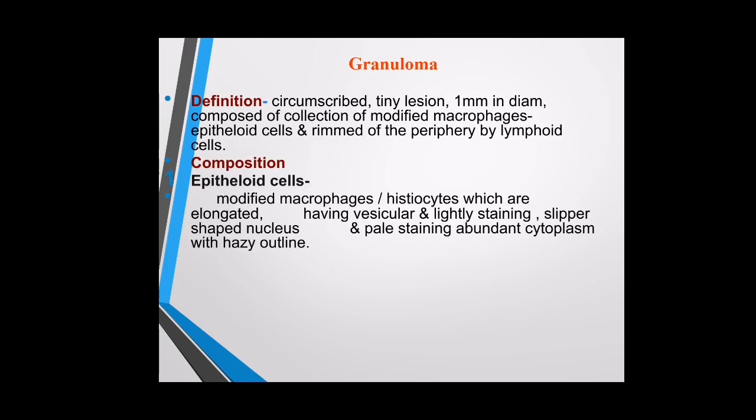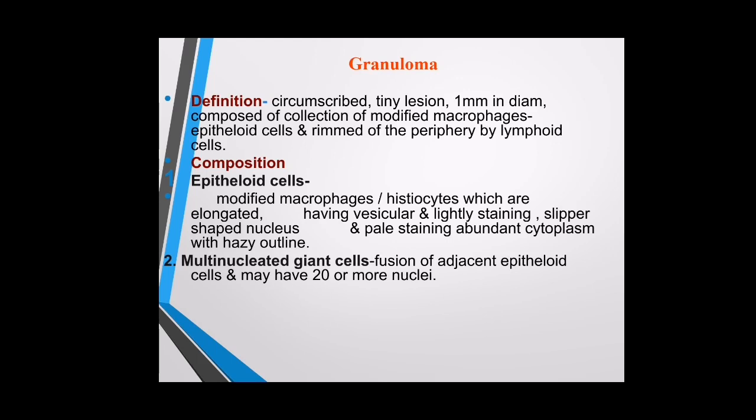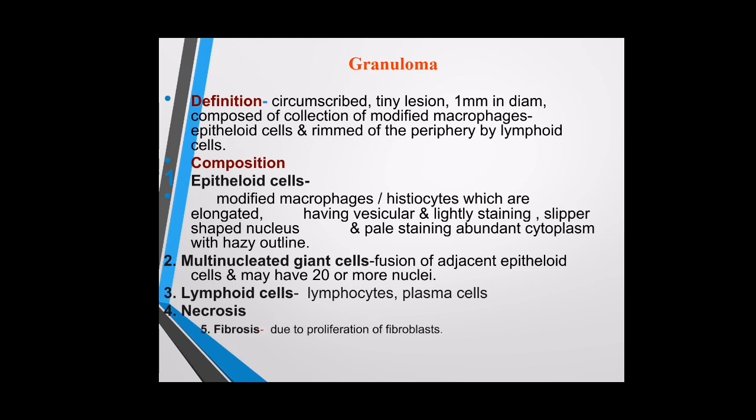Composition. Epithelioid cells are modified macrophages or histiocytes which are elongated, having a vesicular, lightly staining, slipper-shaped nucleus. It is not round, it is a slipper-shaped nucleus, with pale staining, abundant cytoplasm with hazy outline. Multinucleated giant cell is the fusion of adjacent epithelioid cells and may have 20 or more nuclei. Lymphoid cells are lymphocytes and plasma cells. And necrosis: if you are finding necrosis, it would be caseous necrosis. Fibrosis is due to proliferation of fibroblasts.